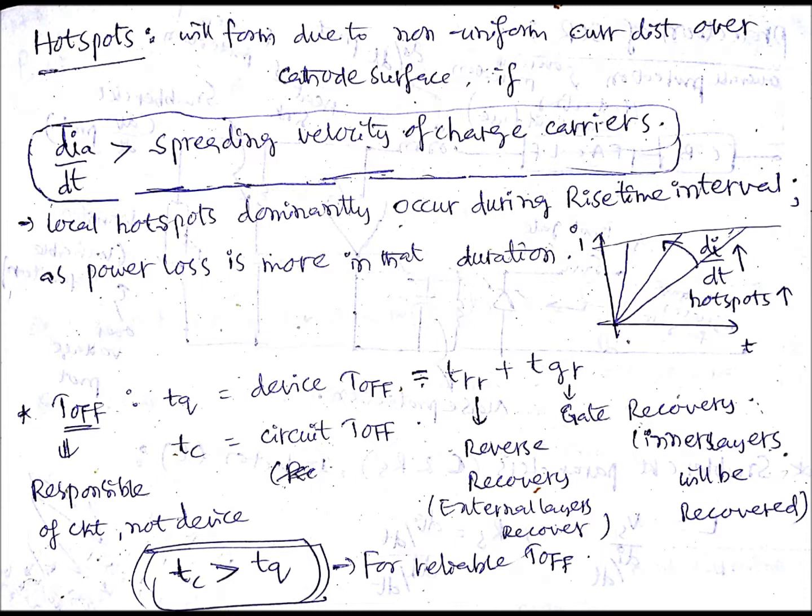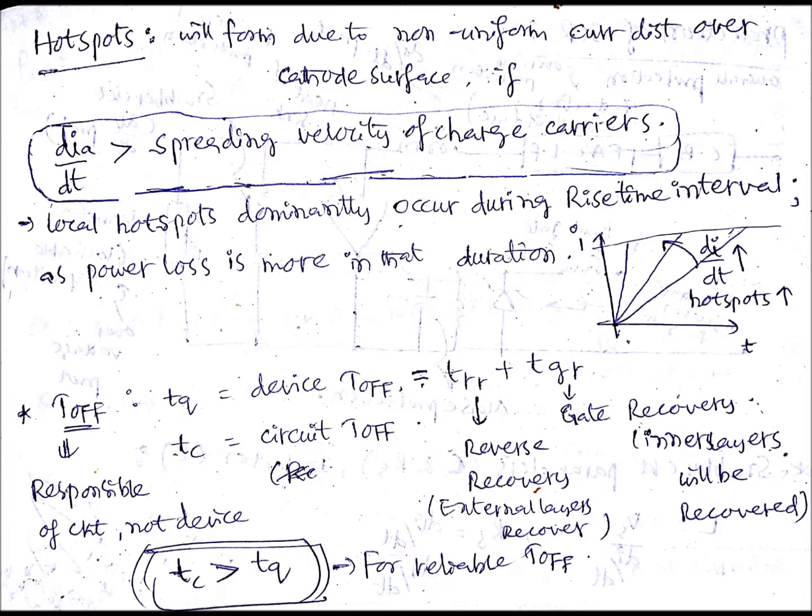If you observe that graph drawn between I and T, I have shown hotspots increase as di/dt increases. di/dt is nothing but the slope of this graph, because the change in the y variable with respect to the x variable, that is di/dt, means the slope here. As the slope is increasing towards the left side, as I have mentioned with the arrow, the hotspots will increase.